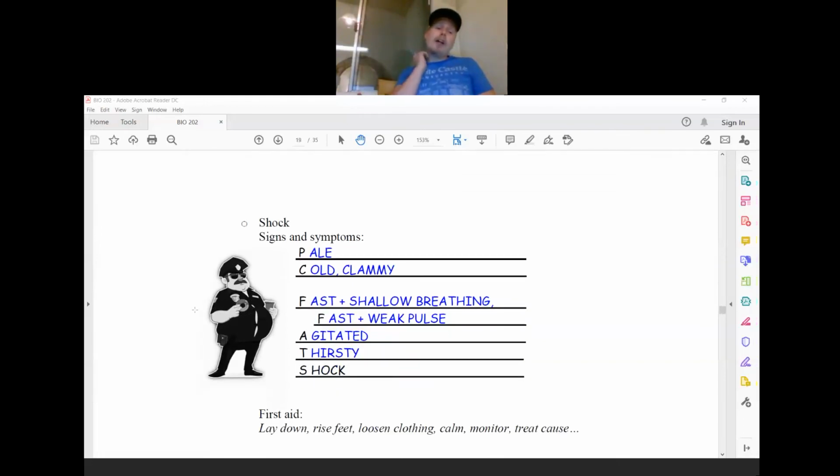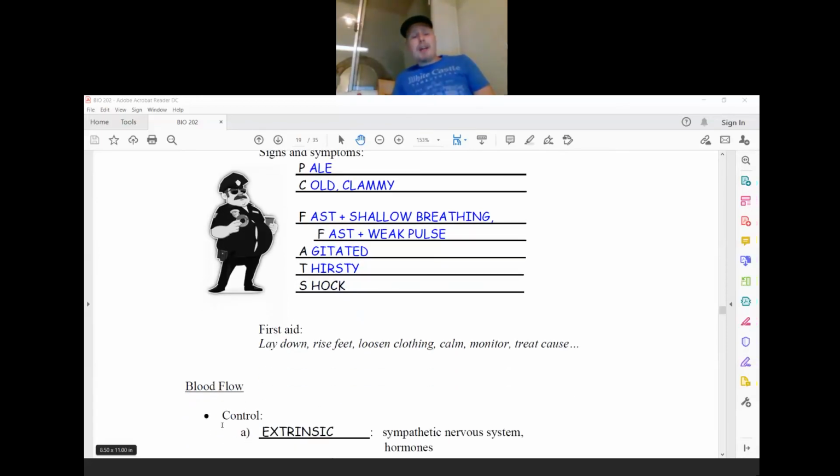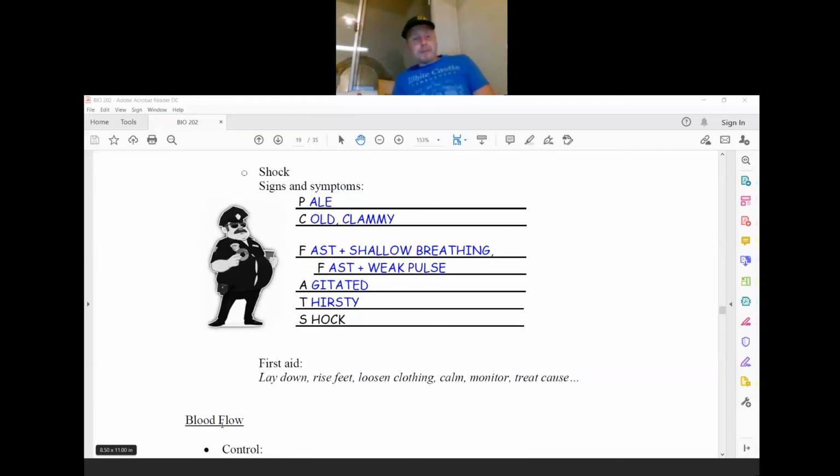I talked about shock. The mnemonic for that is PC FAT, so police constable, that's FAT, a very British abbreviation. So signs and symptoms of shock: the patient is pale, they might be cold, their skin might be clammy as well, their breathing might be fast and shallow, or the pulse fast and weak, they might appear agitated, thirsty, and that's a sign that they're going into shock. And I listed a little bit of first aid there as well that you can do. So those are signs and symptoms of shock.